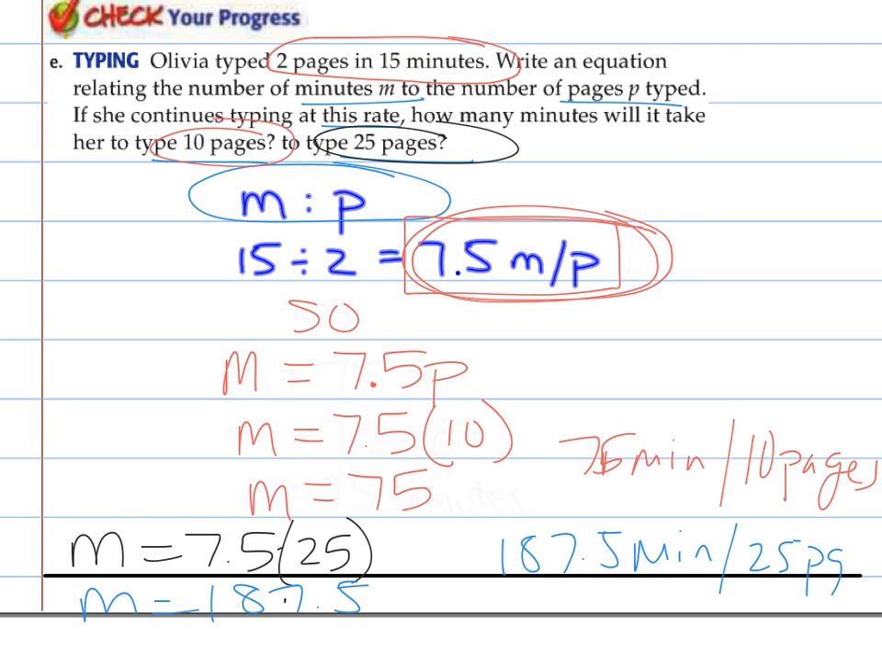And I think what you'll find is that if you simplify all of those ratios, they will end up to be the constant of proportionality.